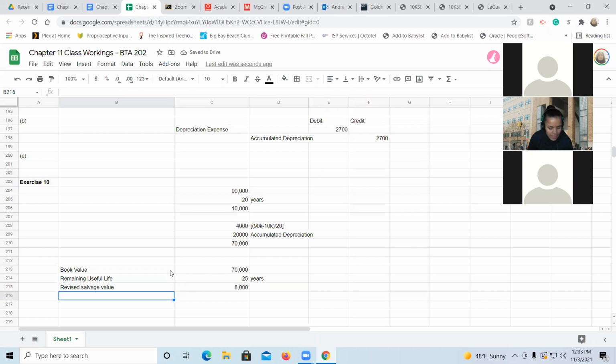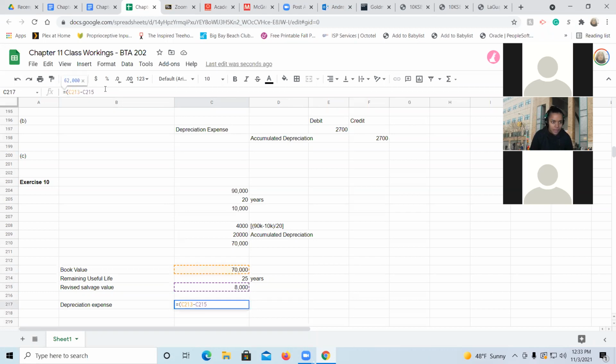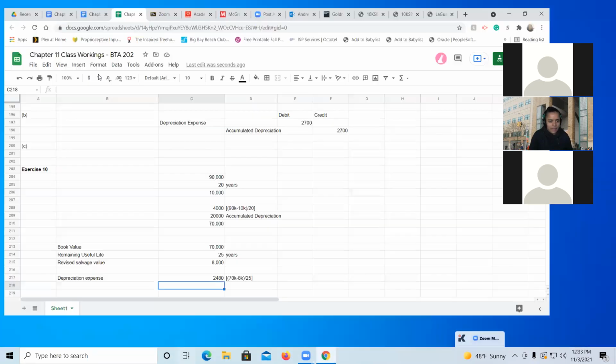So that's the book value that's remaining, and that's the revised salvage value. So the new depreciation expense is going to be the cost minus the salvage value. That's a new depreciable base of 62,000, and you're going to divide that by 25 years. So 2,480. Again, it's the cost minus the revised salvage value divided by the leftover years. 2,480 is your new depreciation expense. Again, just be systematic.